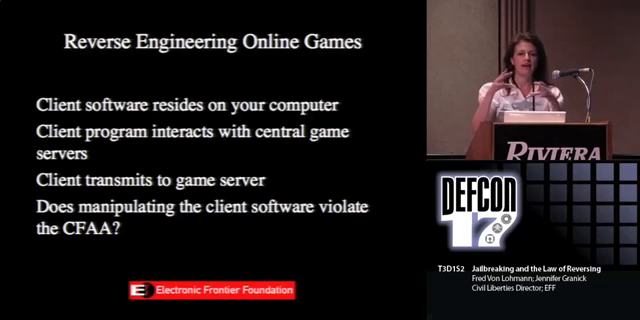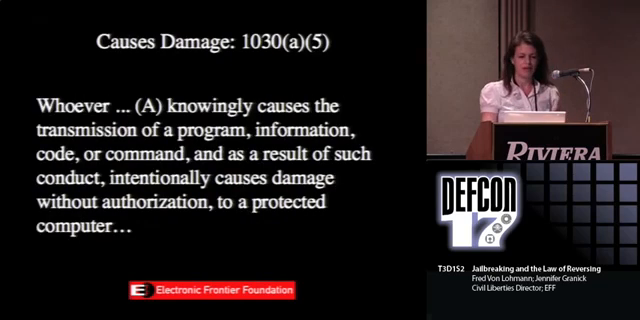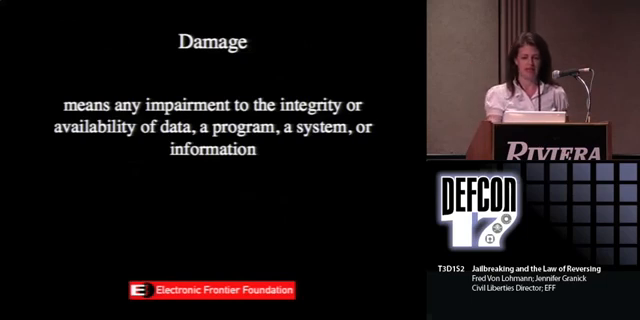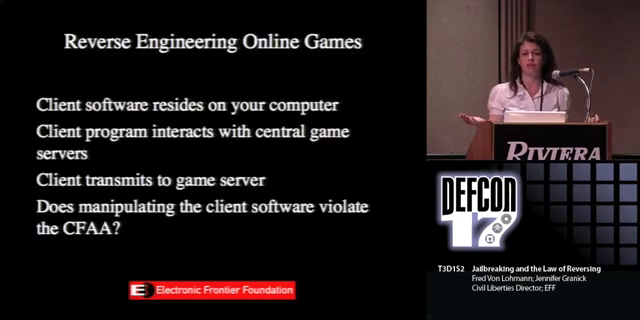And here's why. If I manipulate the client software on my own computer in order to test and see how the server reacts to that manipulation, I'm sending packets from the client to the server. So, just to go back for a second, I'm transmitting codes or commands to another computer, and if those codes or commands cause damage as interpreted under the statute, then I could be liable under the CFAA. And damage, again, means impairment to the integrity of the data. So that's one way the CFAA could apply to online gaming.